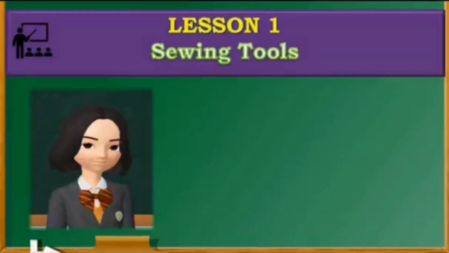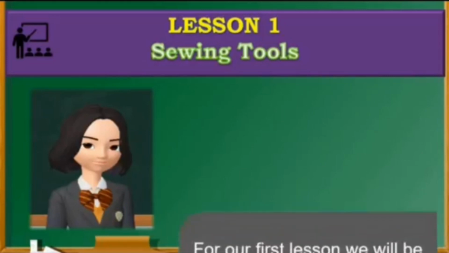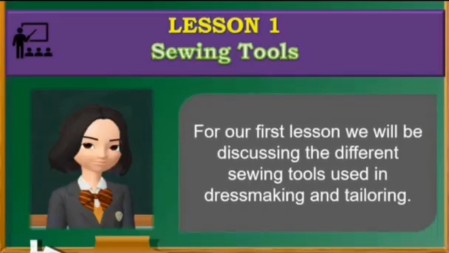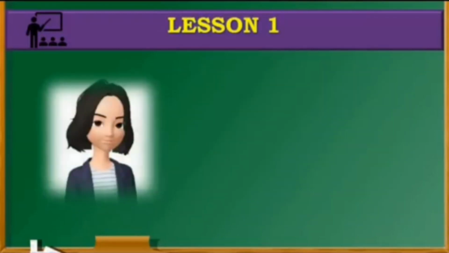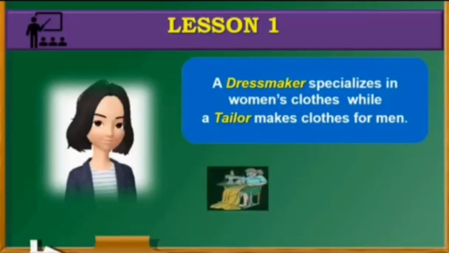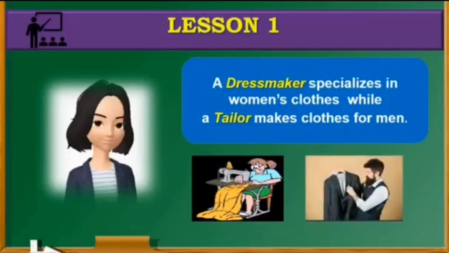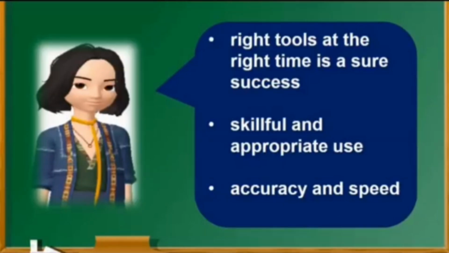For our first lesson, we will be discussing the different sewing tools used in dressmaking and tailoring. Dressmaking is the art of sewing clothes and dresses. A dressmaker differs from a tailor principally with their buyers or patrons. A dressmaker specializes in women's clothes, while a tailor makes clothes for men. In sewing, having the right tools at the right time is a sure success. One must know how to use these sewing tools to save time and produce the best result.